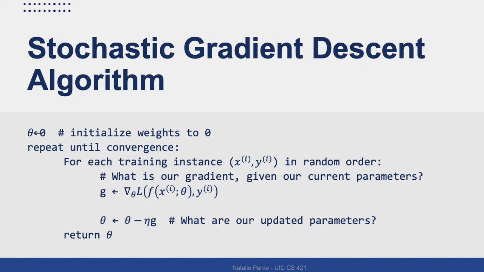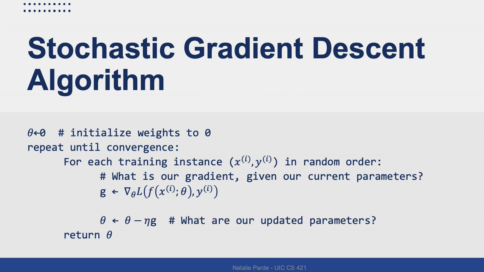When we apply gradient descent to real-world problems, we generally recompute the gradient of the loss function after each training instance. And the most common way to do this is by using the stochastic gradient descent algorithm. Here's how it works. We start out by initializing our weights to 0, and then we just start looping through our training instances. For each training instance in random order, we compute the gradient and then update our weights based on the gradient we computed.